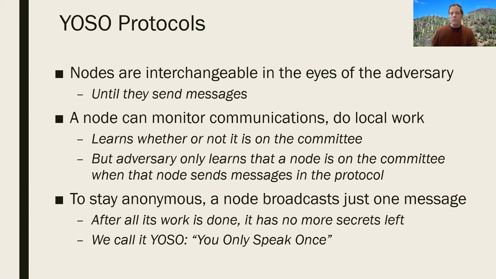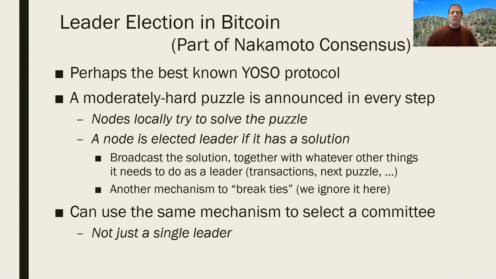And if you want to make sure that the committee is anonymous, it means that the node can only send a single broadcast message after it finished everything that it has to do and erased all of the secrets. So we call it the YOSO model, for you only speak once, because in these protocols, you only speak once. Maybe you'll speak later on in the protocol in some future steps, but you don't keep any secrets from this invocation to the next. So let's see some examples.